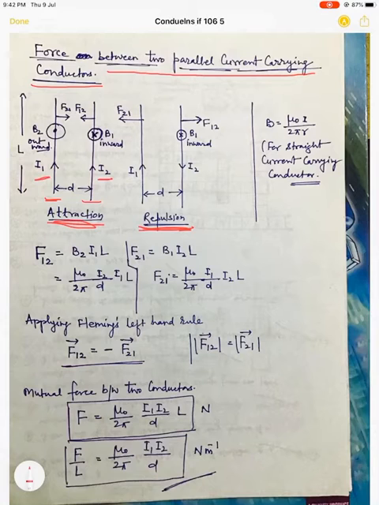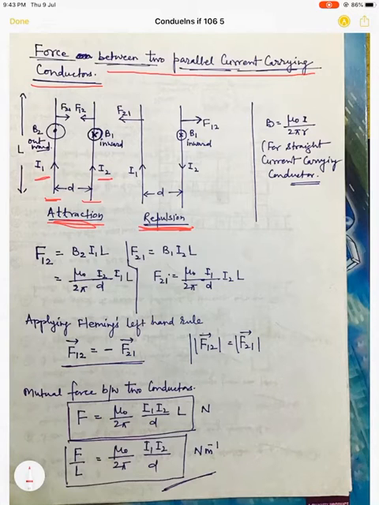So there is a force of attraction between conductors when the currents are flowing in the same direction, and there is a repulsive force when currents are in the opposite direction. Okay, that I will explain just now. First we should know the force on each conductor. One thing we have already studied from the Biot-Savart law: every current carrying conductor is a source of magnetic field.